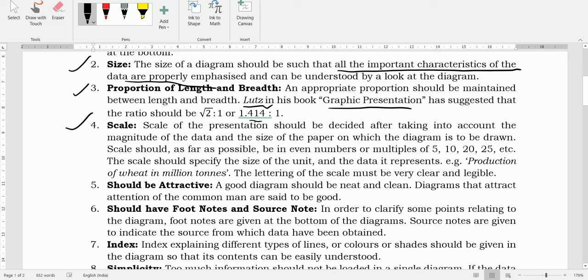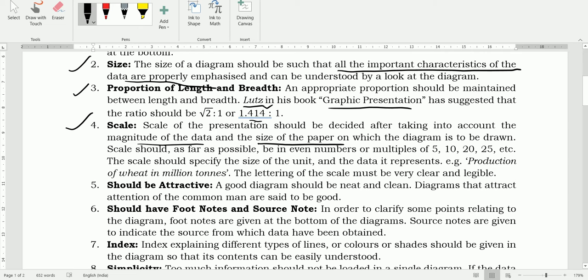Next, we have the scale. The scale of the presentation should be decided after taking into account the magnitude of the data, that is, the range of the data. We have to find out the smallest value and the largest value. After that, you will know the magnitude, the range. The scale of the presentation also depends on the size of the paper on which the diagram is to be drawn. So depending on the size of the paper, maybe the paper size may be small or big, your scale can be adjusted, and your scale is also dependent on the magnitude of the data, on the range of the data.